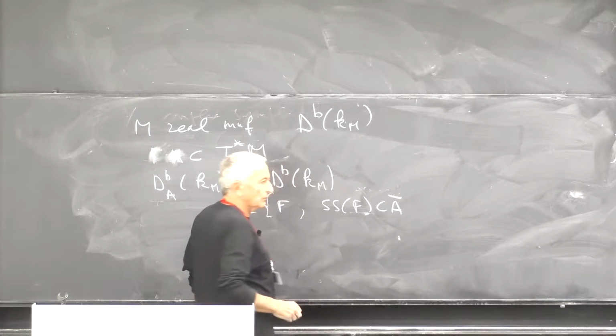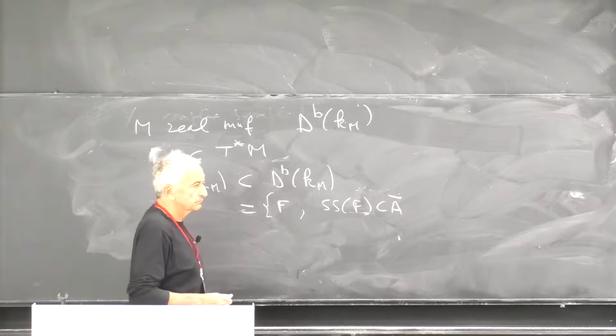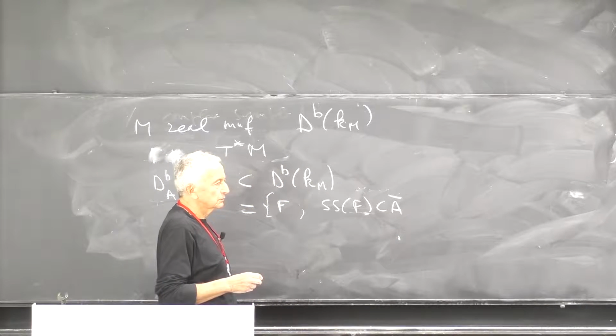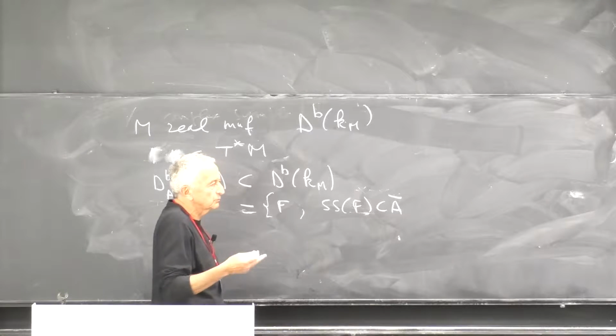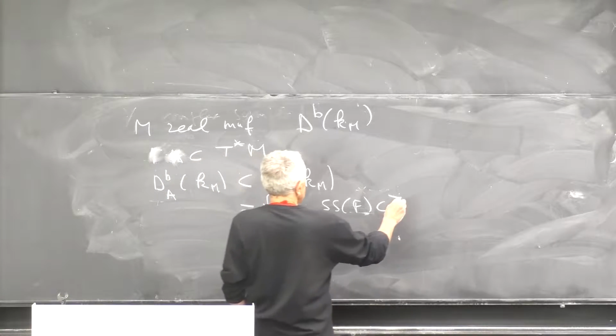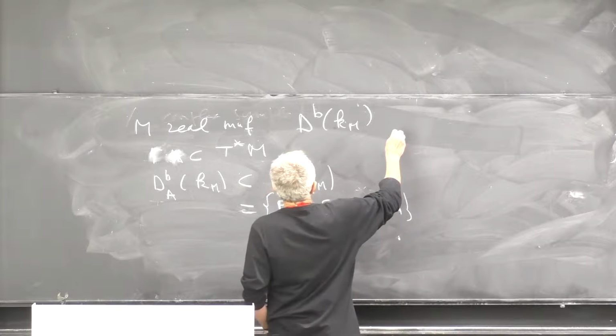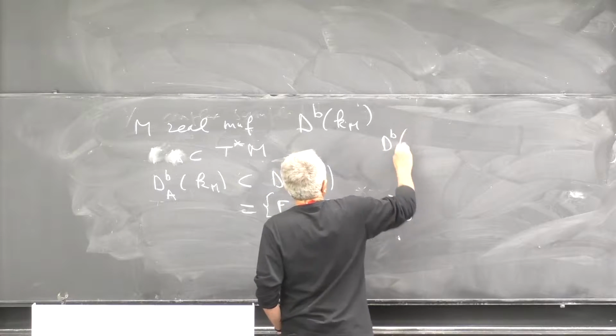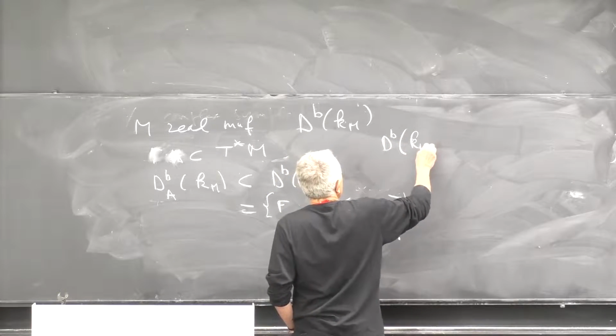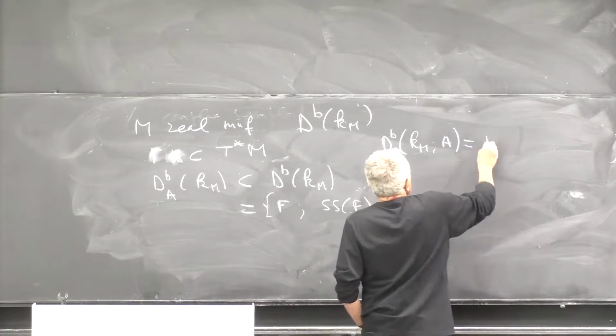A is conical? No, no. Sorry? No. A is not conical. Maybe it's equivalent to the conical. Not necessary for the definition. And I can define D^b(k_M; A) as a localization.